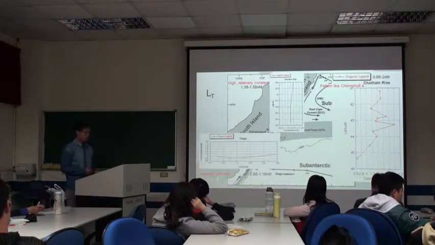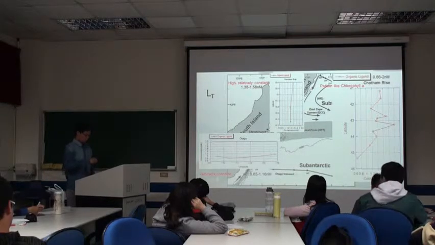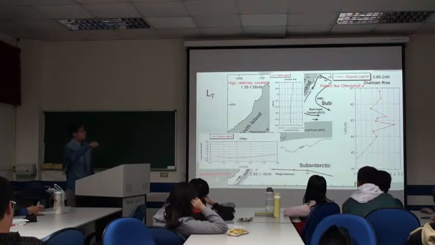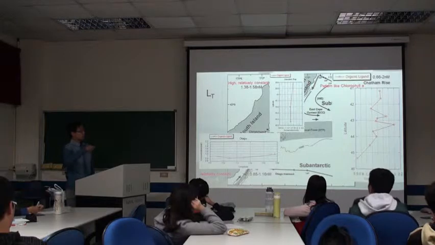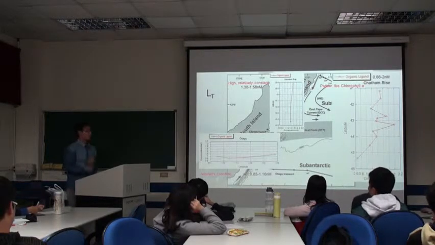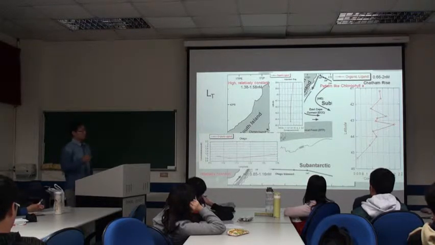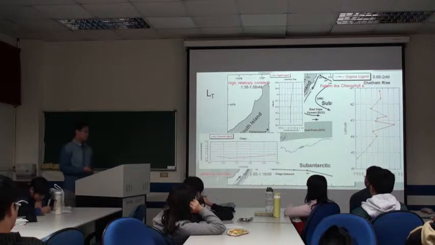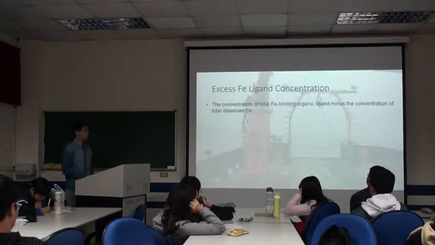Here is the L_T, the organic ligands. It is high and relatively constant at Hawke's Bay. At the Chatham Rise, the pattern is like chlorophyll a, so we can suppose that the ligands are associated with chlorophyll a. And Otago is relatively constant and lower.